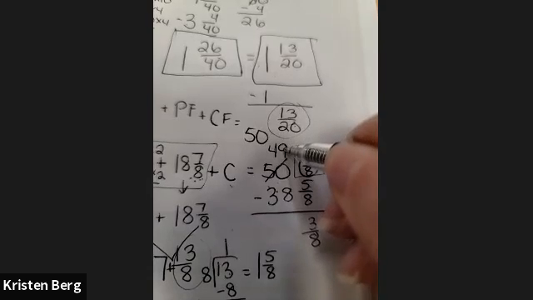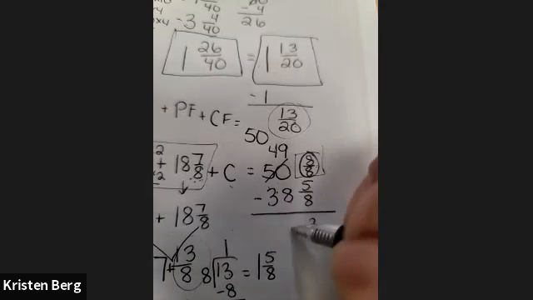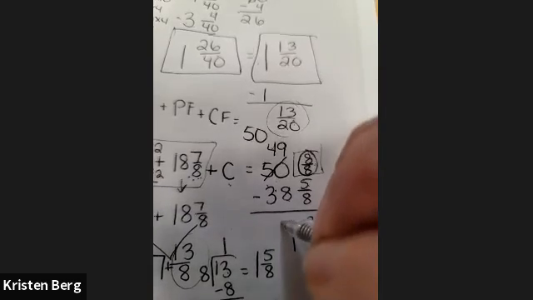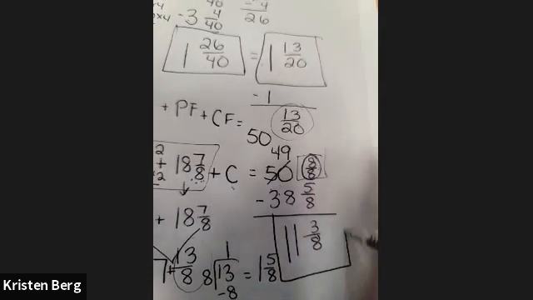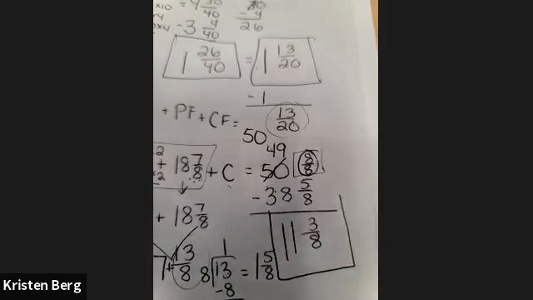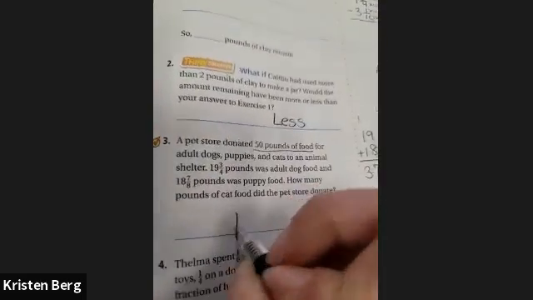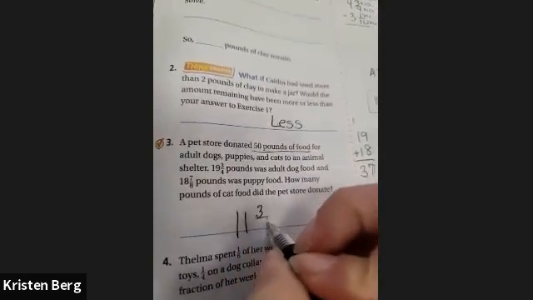And then 9 minus 8 is 1. And 4 minus 3 is 1. So actually, it comes out to be 11 3/8 pounds. So 11 3/8 pounds of cat food.